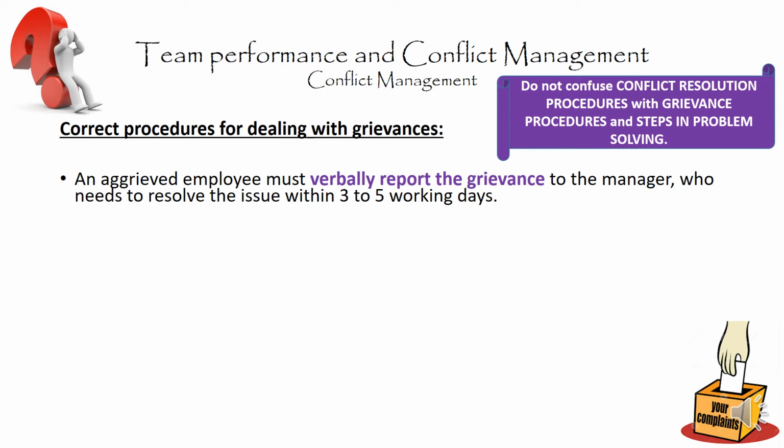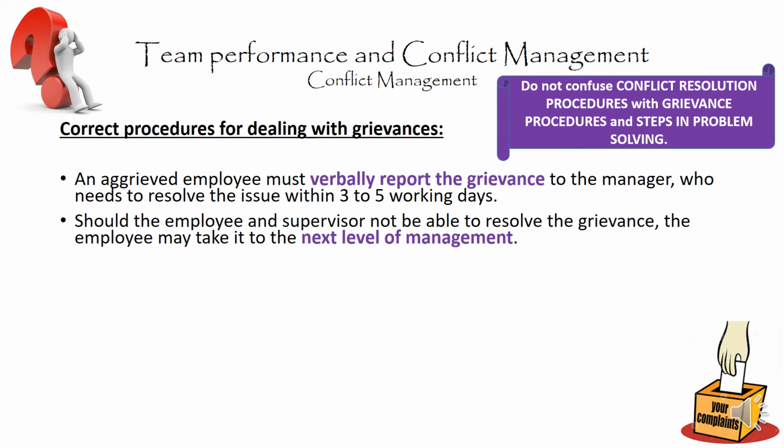First of all, the employee that has a grievance, that is unhappy, must verbally report the grievance to his direct manager, who needs to resolve this issue within 3 to 5 working days. So if I feel that my workload is not fair, I'm going to set up a meeting with my manager and tell him, listen, I do not believe that my workload is fair. Then that manager has 3 to 5 working days to deal with this grievance.